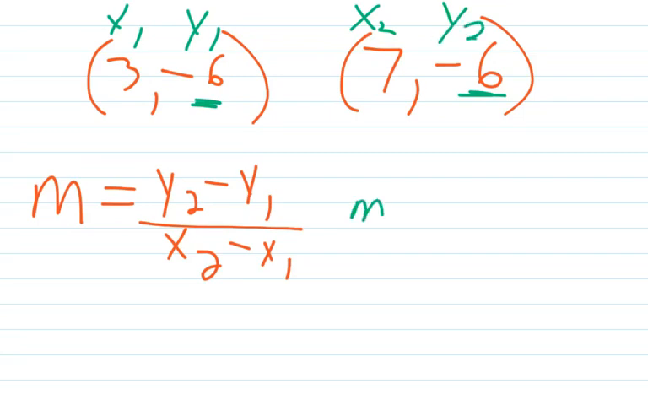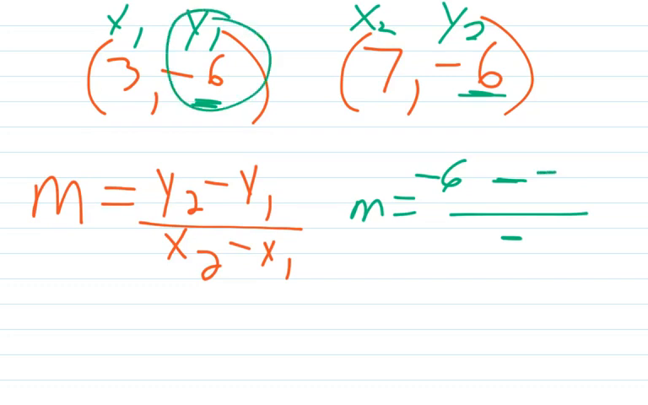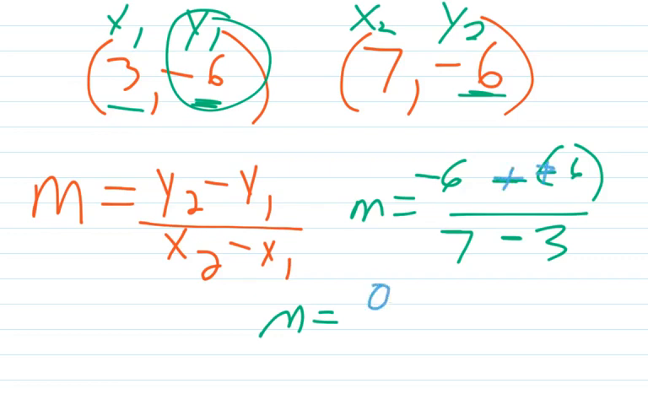So I'll rewrite my problem, make a fraction, put minus signs in there. So our y2 is -6, but our y1 is also -6. Then our x2 is 7 divided by our x1, which is +3. Now we do our math. In the numerator, -6 minus a -6, add the opposite. These become positive. That'll be 0.